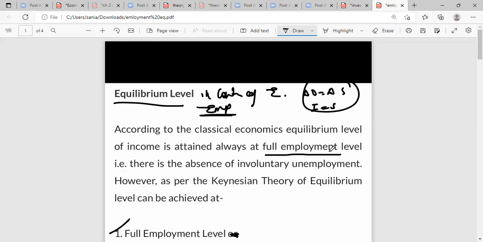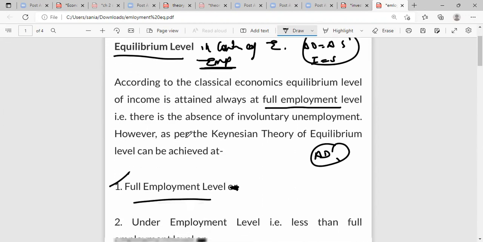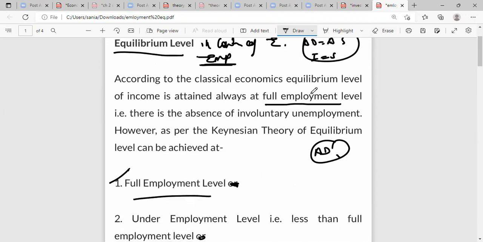In the previous class, when we were doing the aggregate demand chapter, we discussed types of employment: full employment, underemployment, involuntary, voluntary, everything. So they told us that only when there is full employment do you get equilibrium. But there should be full employment and an absence of involuntary employment.